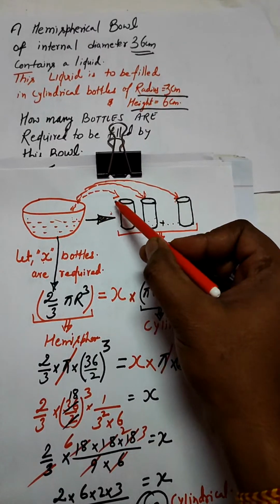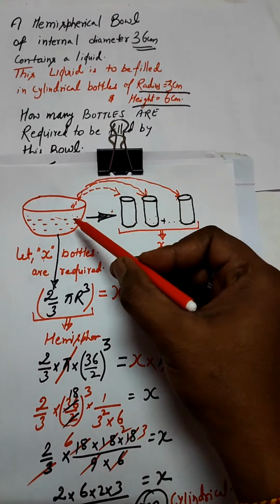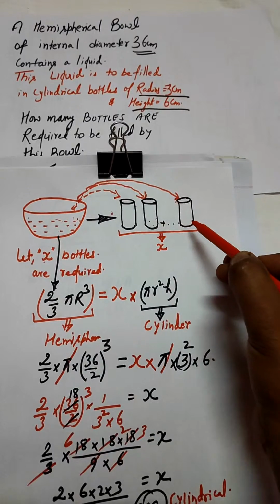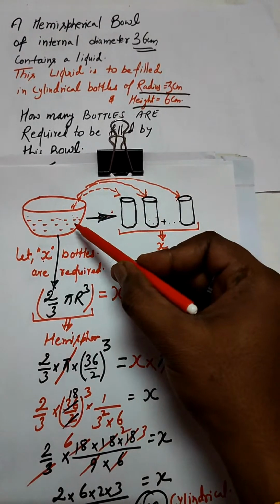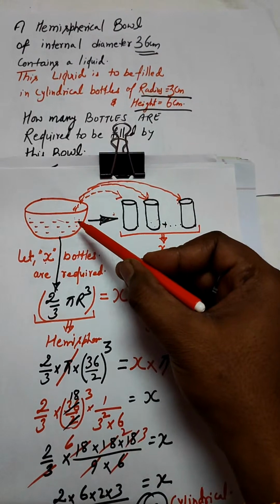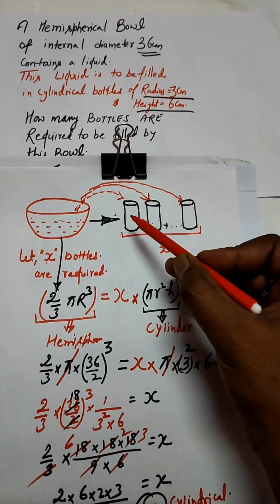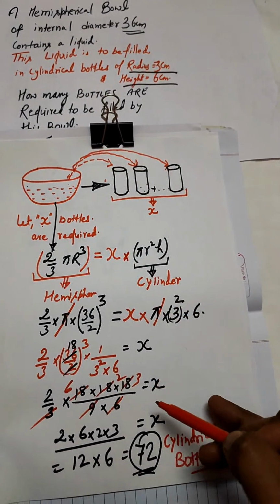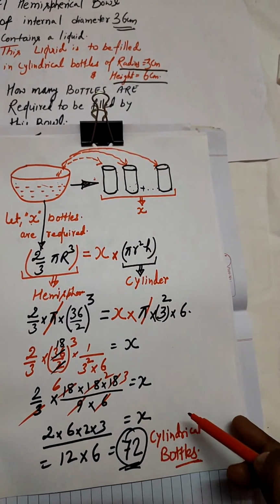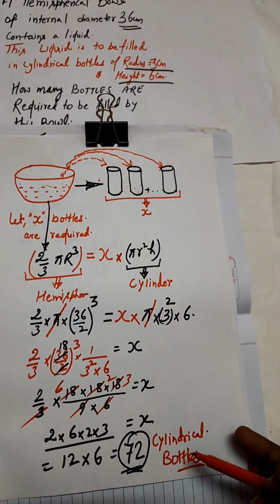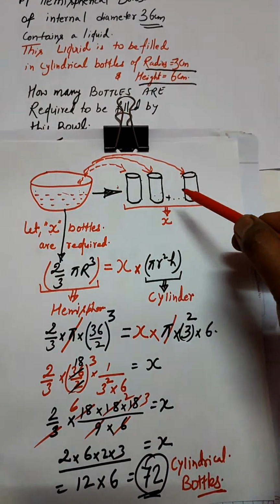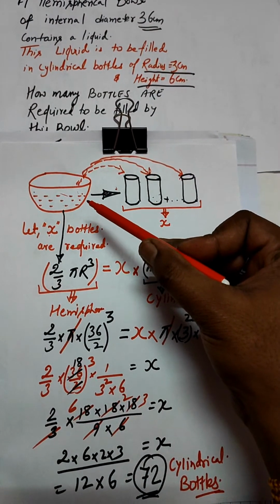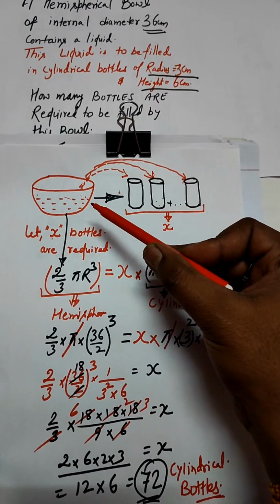I mentioned it by arrow so that you can easily understand that this liquid can be transferred into these x number of cylindrical bottles, so that the entire liquid volume of the hemispherical bowl will be equal to the liquid contained in these cylinders, right? In this way we calculate the value of x as 72. So 72 such cylindrical bottles will be required, which can empty the entire liquid of this hemispherical bowl, right? I hope you understand.